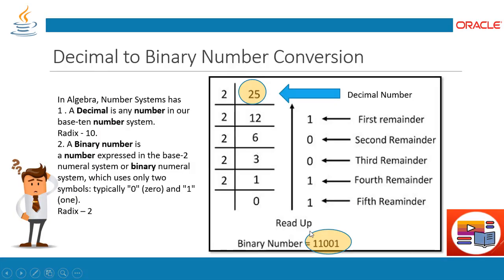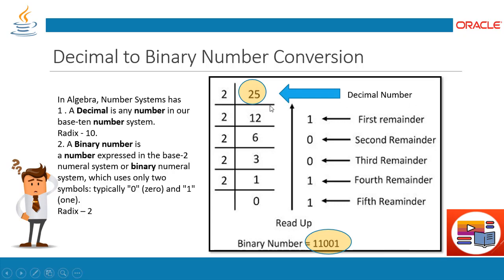Now let's see decimal to binary number conversion. In algebra, the number system provides so many types of number systems, where one of them is called the decimal number, which is any number in our base 10 number system, which has a radix equal to 10. Similarly, we have another type of number system called the binary number system. Each is a number expressed in the base 2 numeral system, or binary numeral system, which uses only two symbols, typically 0 and 1, and whose radix is equal to 2.